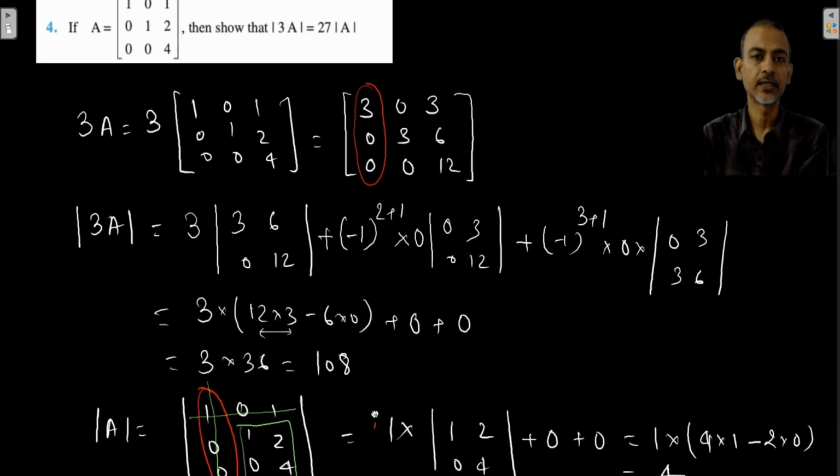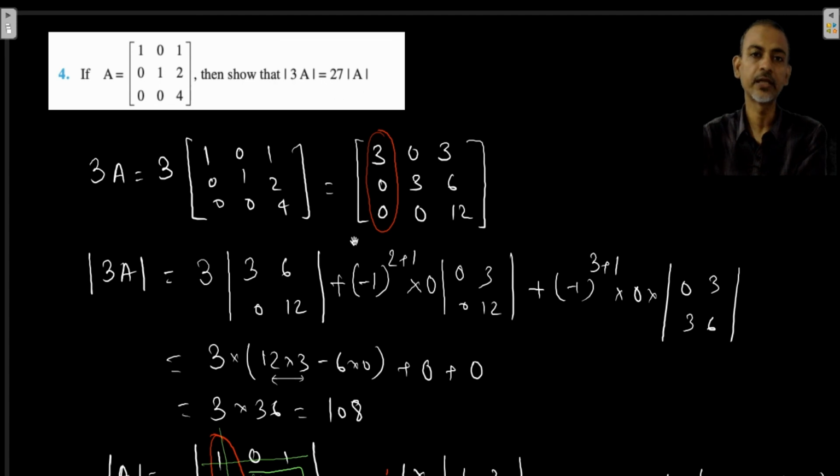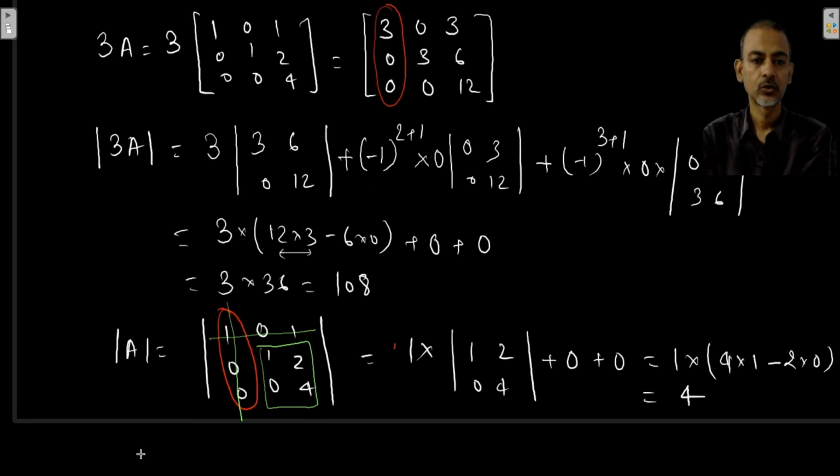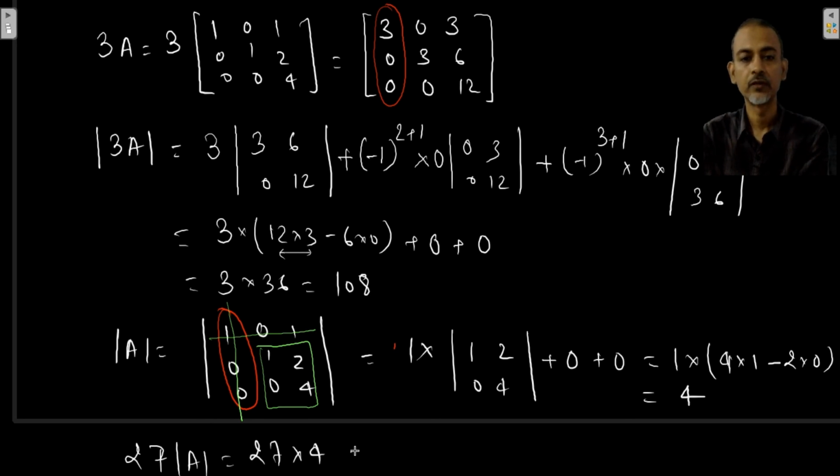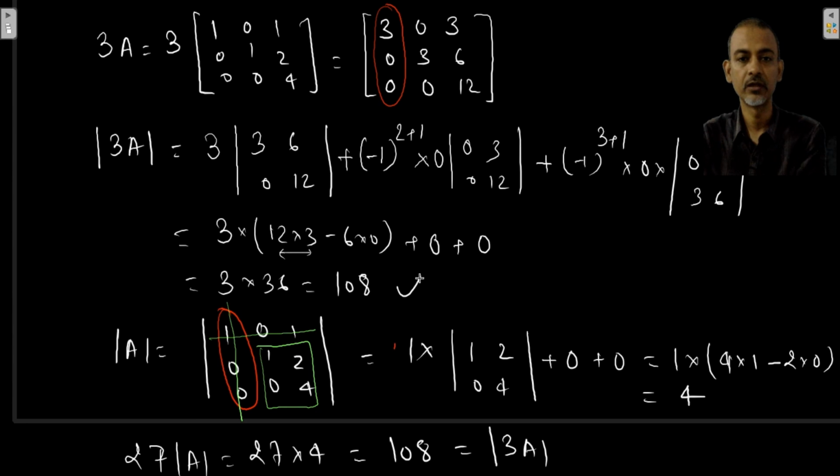Now we are asked to calculate 27 times the determinant of A. 27 times the determinant of A would be 27 times 4. This is nothing but 108, which is equal to the determinant of 3A, as you can see over here. So this is what we were supposed to prove, and now it is proved.